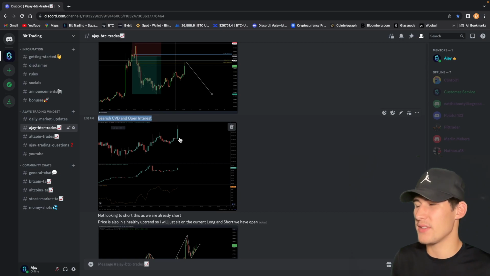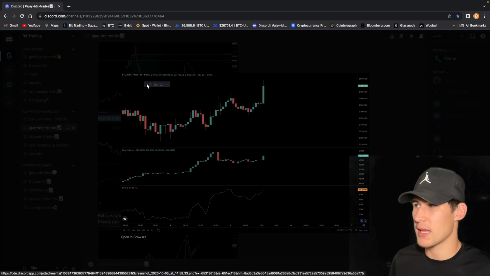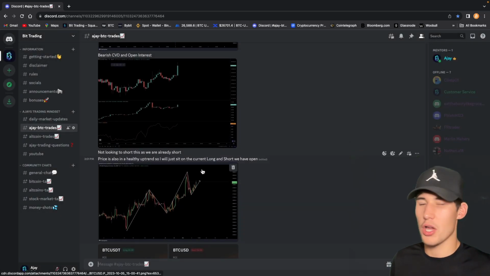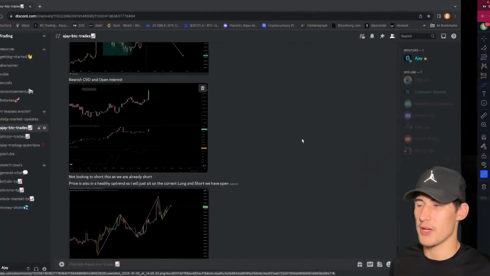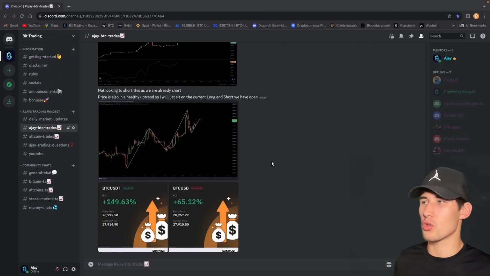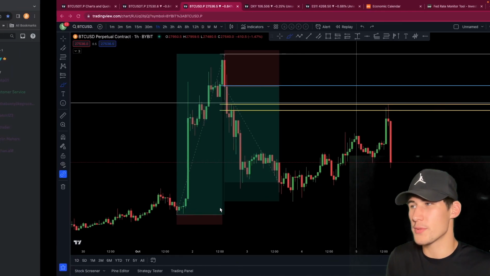We were seeing bearish CVD and bearish open interest, okay. So this was on the 1 hour chart. Price is forming higher highs, open interest looking bearish, CVD looking bearish as well, coming into that GP. So what are we expecting? We're expecting lower prices. Now, I did say I'm not looking to short this because we are already in a short position, okay?